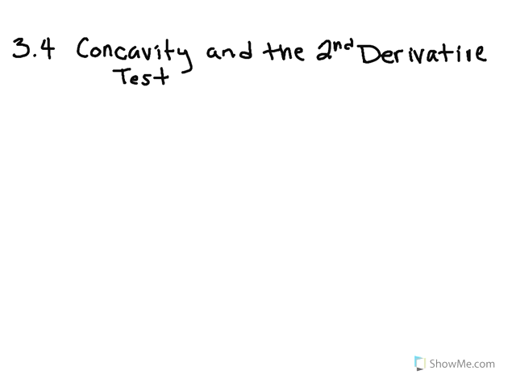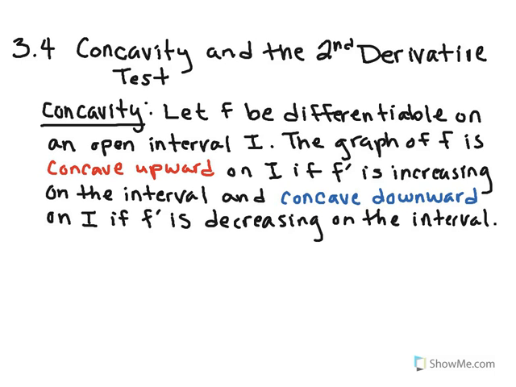In this section, we're going to talk about concavity and the second derivative test. Before we go ahead and look at examples, let's first make sure that we know what concavity means. So our definition of concavity is, first, let f be differentiable on an open interval.